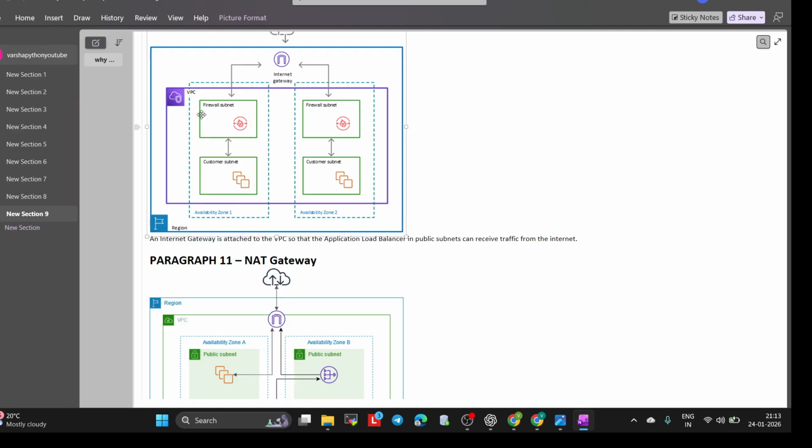So in ECS Fargate architecture, ECS tasks run inside a private subnet, so they can't directly reach the internet, but they still need outbound access for activities such as pulling Docker images from Amazon ECR. Let me show you, one minute.